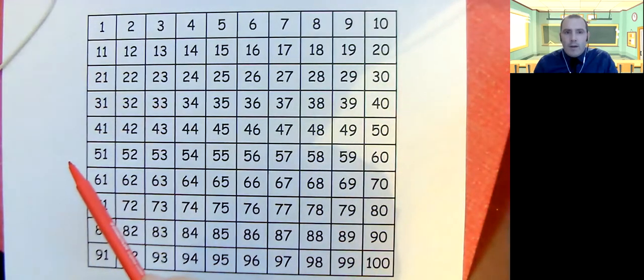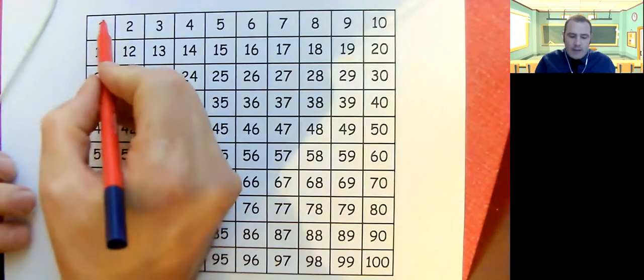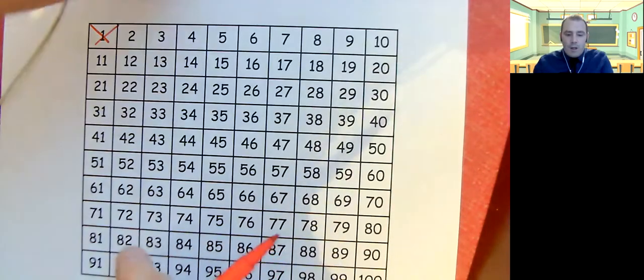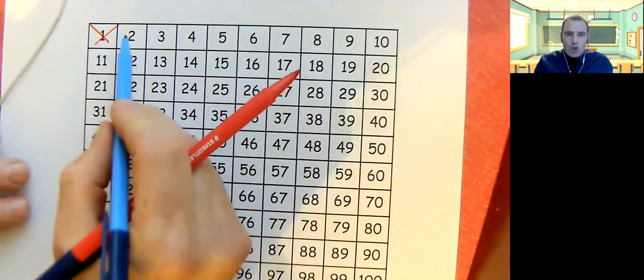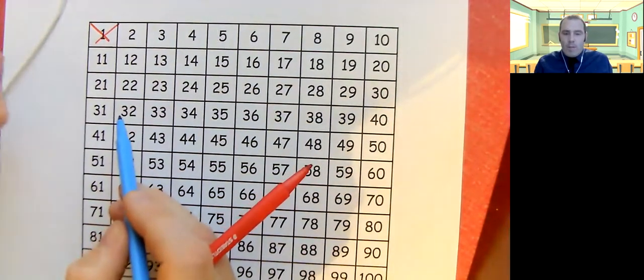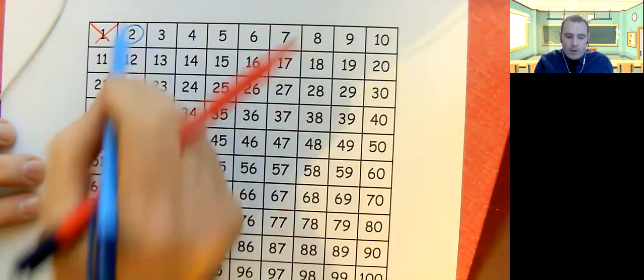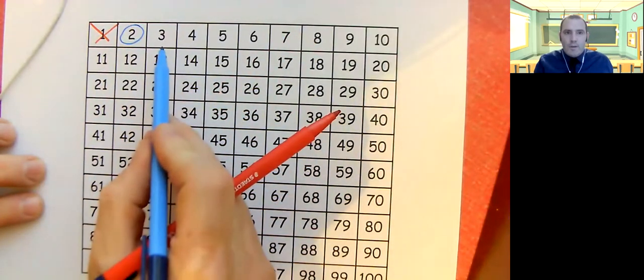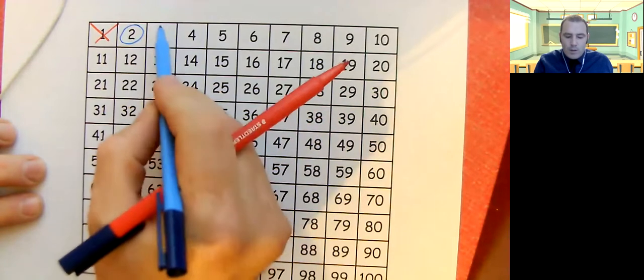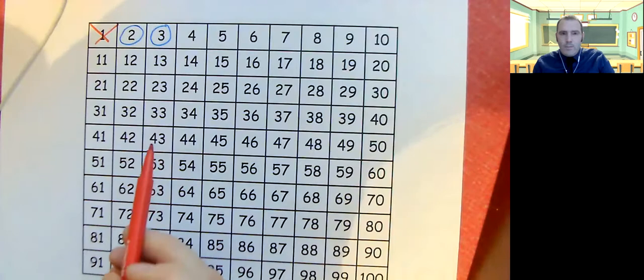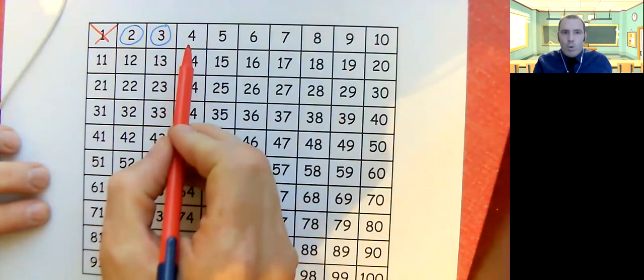Now, number 1 is a strange one. It has only got one factor, 1. So that cannot be a prime number. The number 2 has got two factors, the number 1 and the number 2. So this one is prime. The same is true for the number 3 as well. That's also prime.